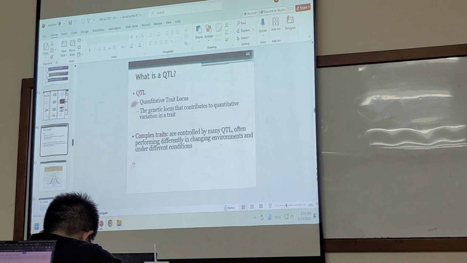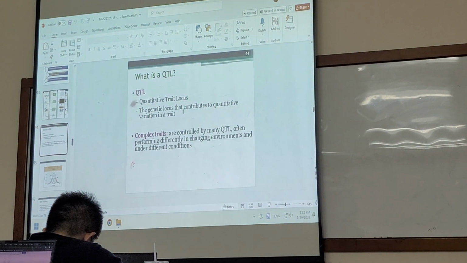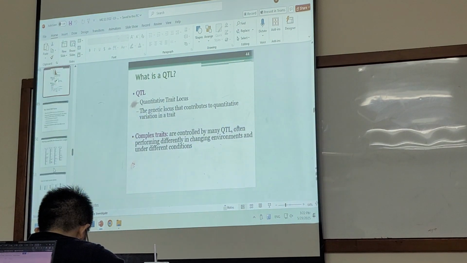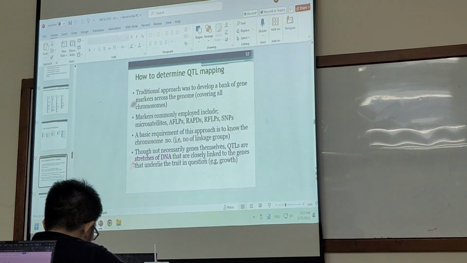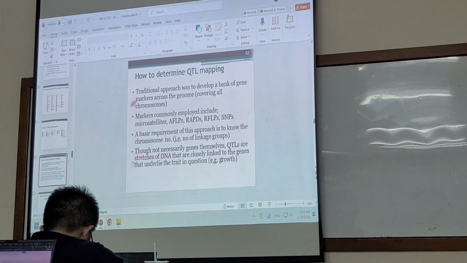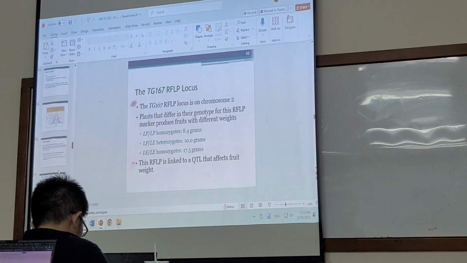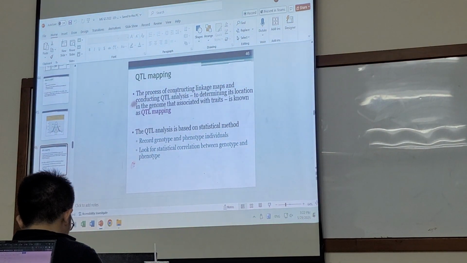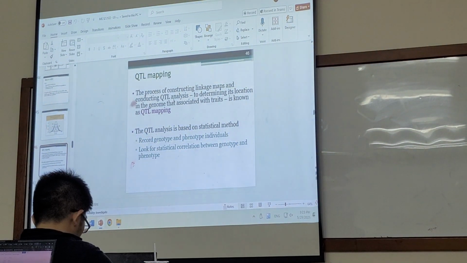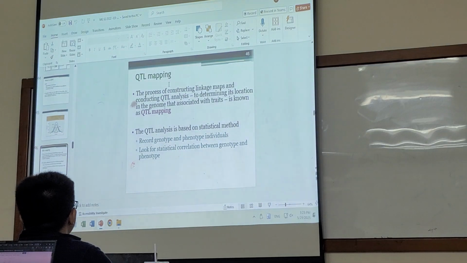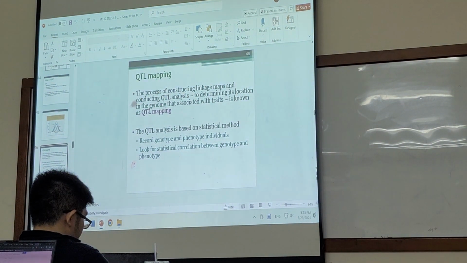This one shows the definition of QTL: quantitative trait locus, a locus that contributes to quantitative variation in the trait. That's the definition of QTL. A QTL is a strand of DNA closely linked to the gene underlying the trait in question. So a QTL is not necessarily a specific gene. Then you have the similar term QTL mapping: the process of constructing a linkage map and conducting QTL analysis to identify where the loci contributing to the trait of interest are located. We call it QTL mapping.